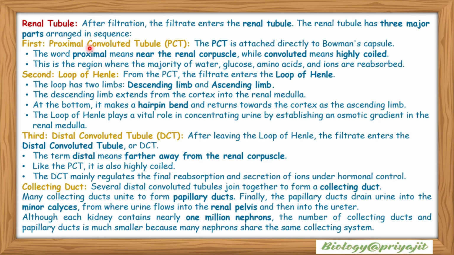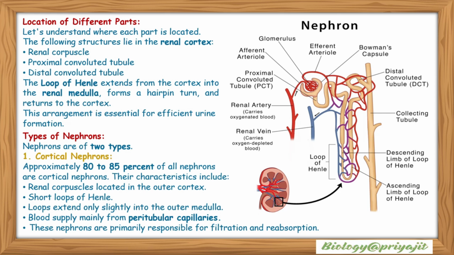So, after the proximal convoluted tubule, loop of Henle and distal convoluted tubule, several distal convoluted tubules join together to form a collecting duct. Many collecting ducts unite to form a papillary duct. Finally, the papillary ducts drain urine into the minor calyces, from where urine flows into the renal pelvis and then into the ureter. Although each kidney contains 1 million nephrons, the number of collecting ducts and papillary ducts is much smaller because many nephrons share the same collecting system.